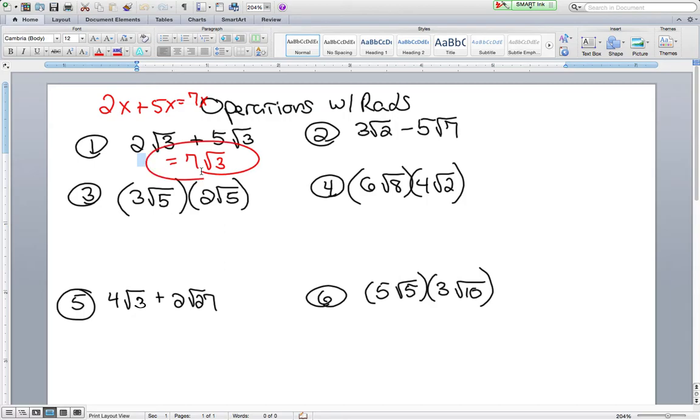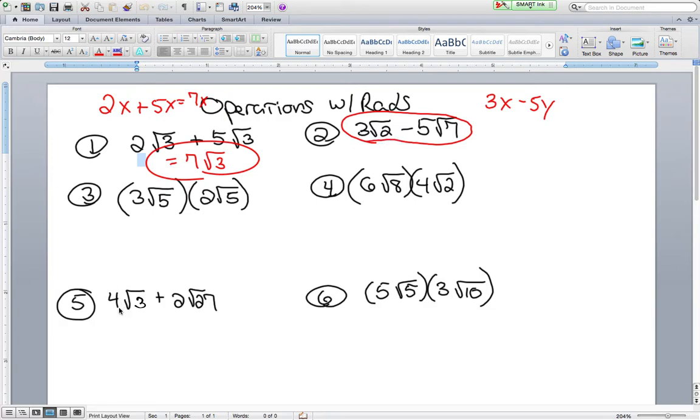Yeah, it's pretty simple. Now, number 2, I have 3 rad 2's and 5 rad 7's. That's like a 3x minus a 5y. I can't put those together. They're not like terms. So this one's as simple as it gets. Be careful, though, because you can get fooled sometimes.